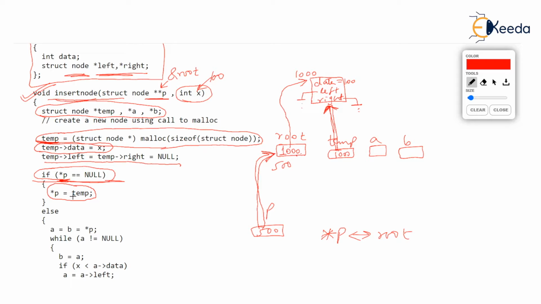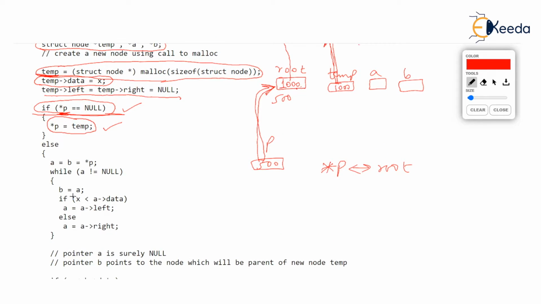Okay, so what do you do now? The if statement, come again. Root was null, so we made root point wherever temp points. And the big point is the else that I have written after this will not run, because if was true, so this entire else will be skipped.